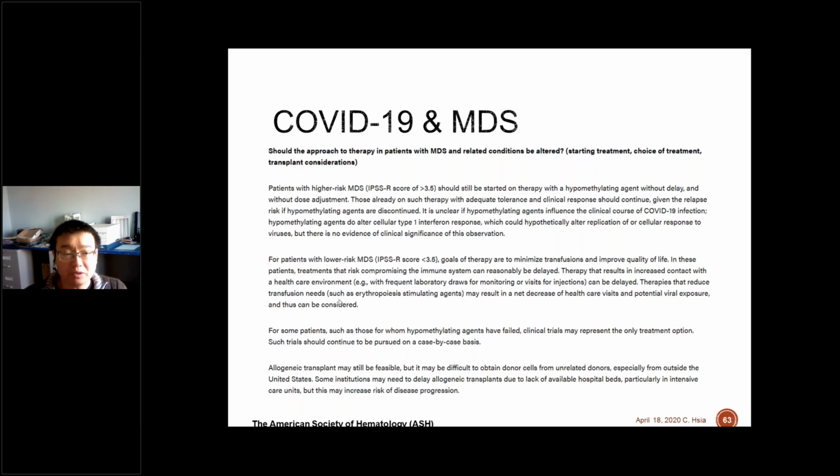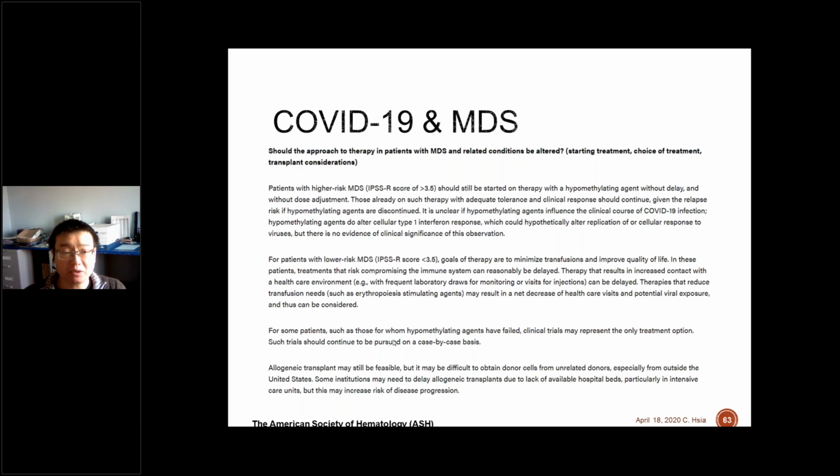Therapies that reduce transfusion needs, such as erythropoiesis-stimulating agents, that's the erythropoietin that we were talking about before, may result in a net decrease in healthcare visits and potential viral exposure. So that might be something to talk to your family physician, or to your hematologist or oncologist about, is that there are certain medications like erythropoietin that stimulate the production of red blood cells, and that might actually reduce the need for the number of transfusions that you have to come and get.